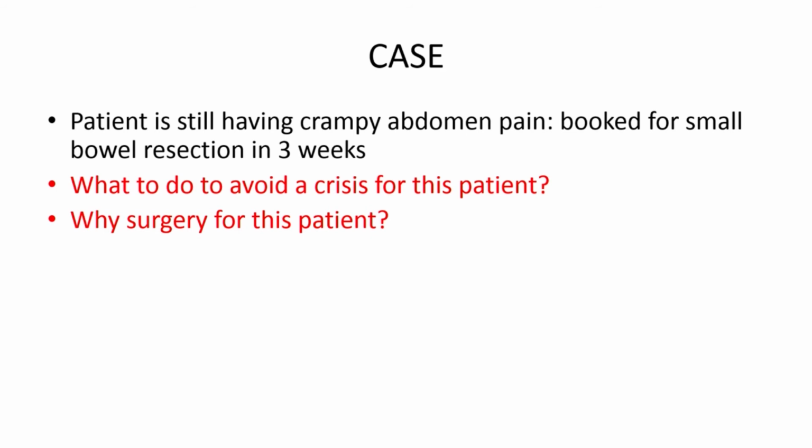So back to the case. This patient is still having crampy abdominal pain. She's booked for small bowel resection in 3 weeks. They come to see you in the clinic. What are you thinking about, and what is very important? And some leading questions here: what crisis are you worried about here, and why would we do surgery for this patient?